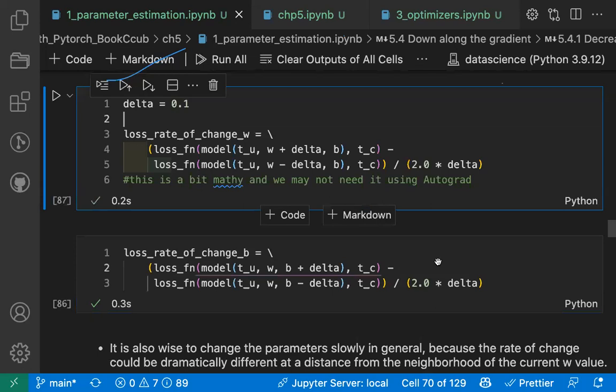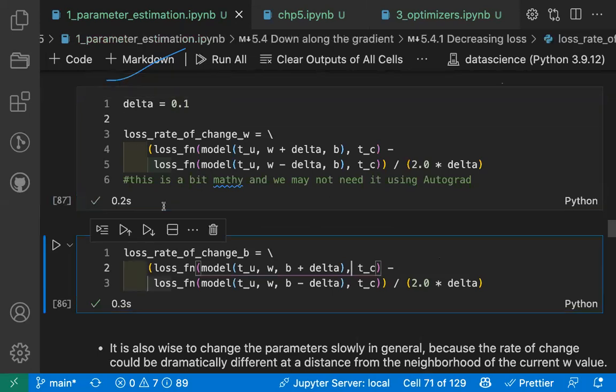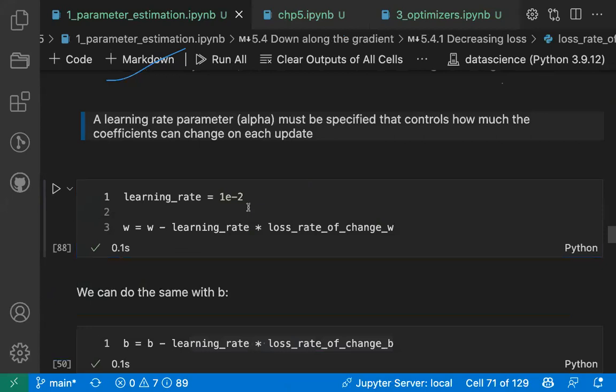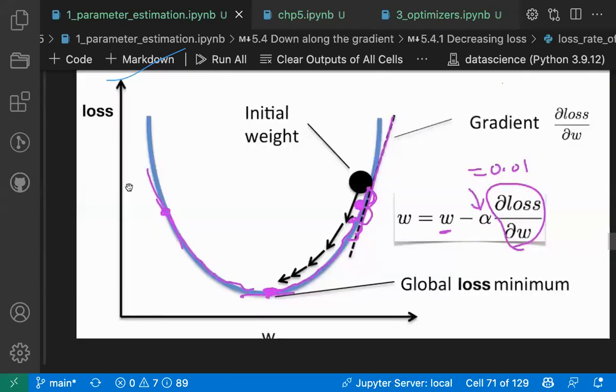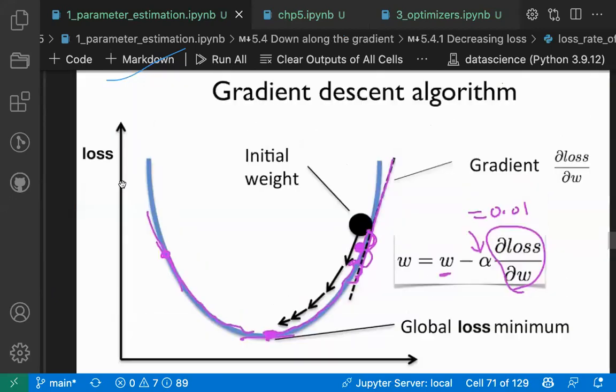As I said, this is a little bit messy. When we come to the next session, we'll see how PyTorch abstracts this. It is fine if you don't understand this. So yeah, we have what is called the learning rate, which basically tells us how fast we move. So this is the learning rate, and we need to change our parameter W. How can we do that? We say W minus learning rate times the loss rate of change, which is this rate of change.